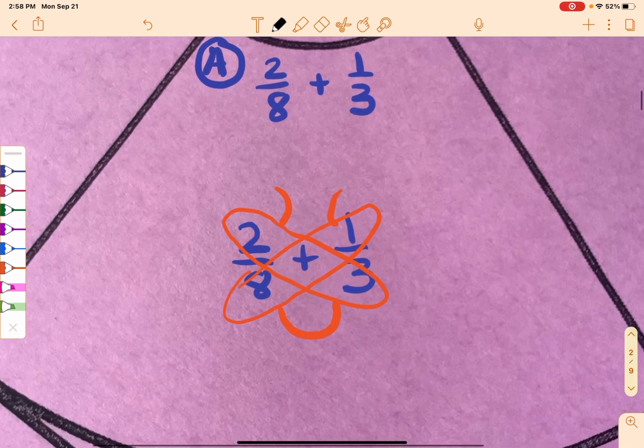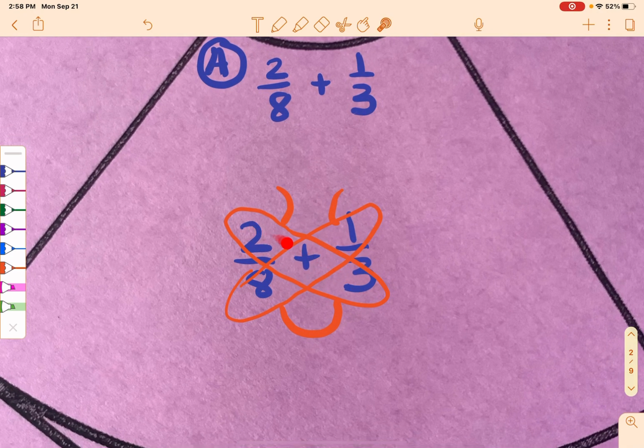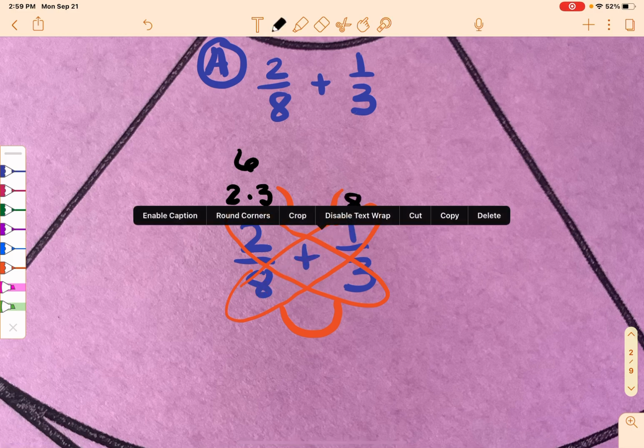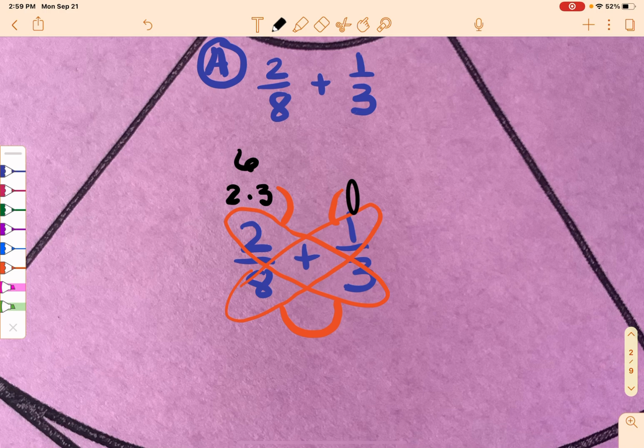Now remember, when we're doing the butterfly method, the wings like this are things that are going to get multiplied together. So in that wing, I have 2 times 3, which is 6. And if I go this other wing, it's going to be 8 times 1, which is 8. So I am going to add these two pieces together to get the top of my fraction. So that's going to be 14.